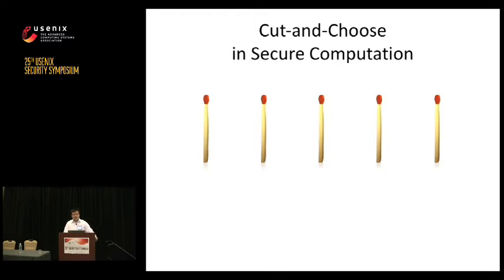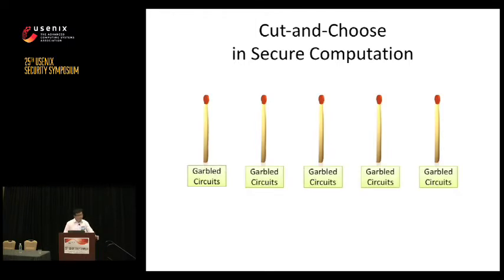In the context of secure computation, the matches are garbled circuits. The matchmaker is called the generator. Testing these matches is called circuit checking, while taking these matches to the top of the mountain is circuit evaluation, and the camper is the evaluator.